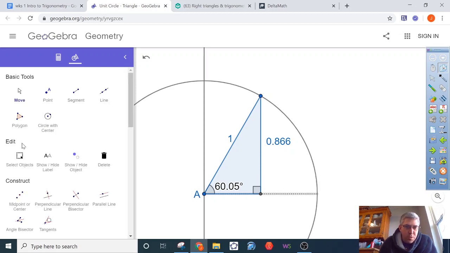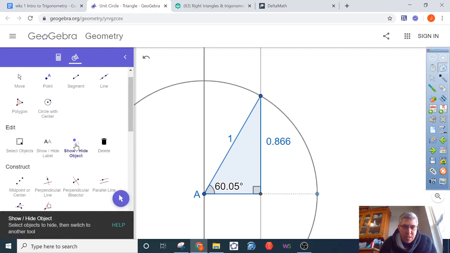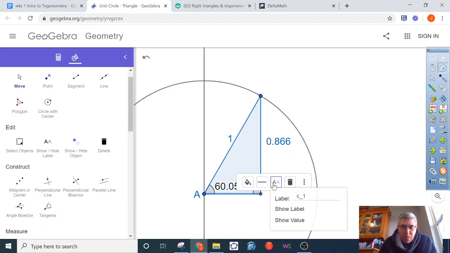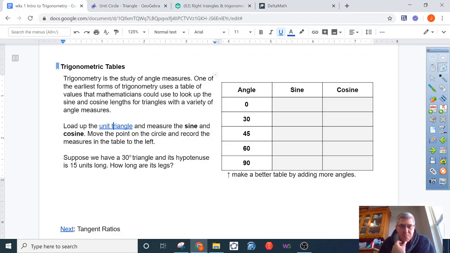Let's use the More tool, Show Hide Object. I'll make sure that line is hidden here in the future. All right, so anyway, we're going to click on this bottom one and show its value. So 0.499. Once we have the sine and the cosine both visible, then we can start making our trig tables. So let's go back to our worksheet. We'll start with the 30-degree angle.